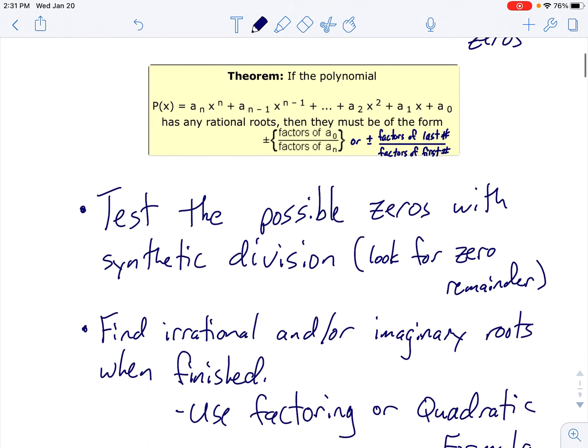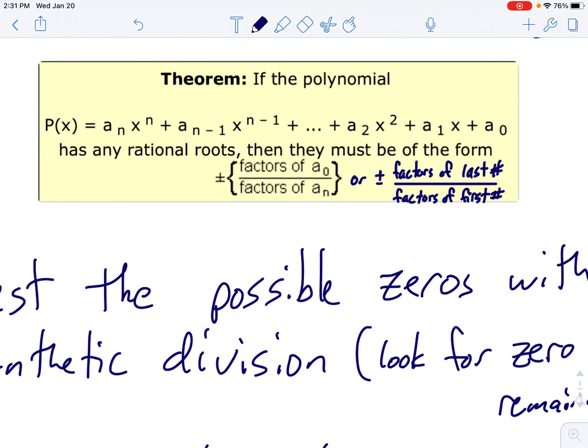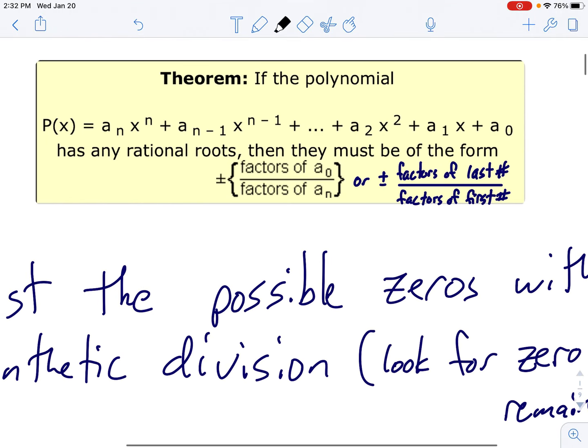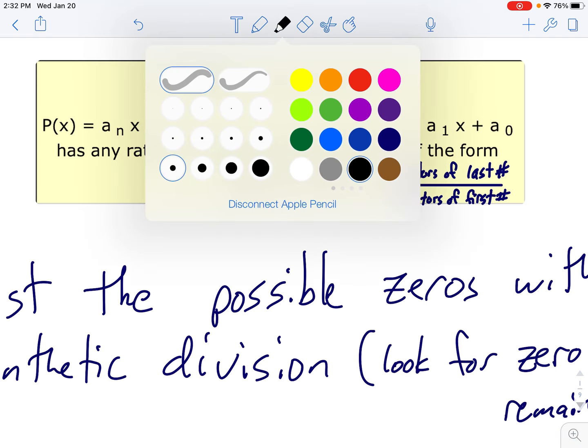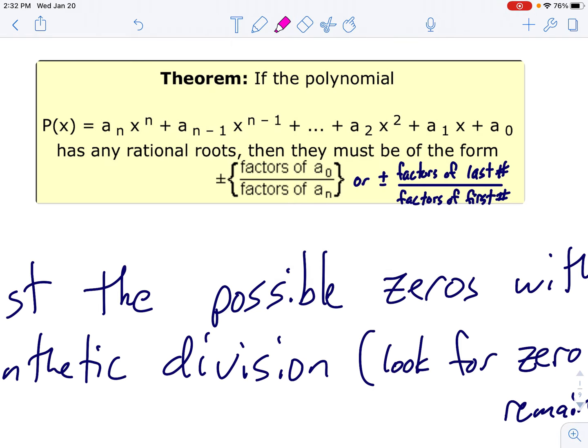Now, it looks pretty complicated, so I copied this from the interweb. First of all, a polynomial is that. That's what a polynomial looks like, the formula for any generic polynomial. And then the theorem says that if the polynomial has any rational roots, they must be of the form plus minus factors of a sub 0 divided by factors of a sub n. Well, first of all, black is an awful color to highlight with. And second of all, reading mathematical theorems is just an awful thing to do anyway.